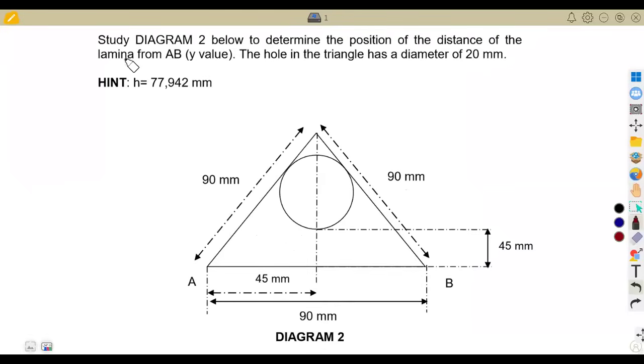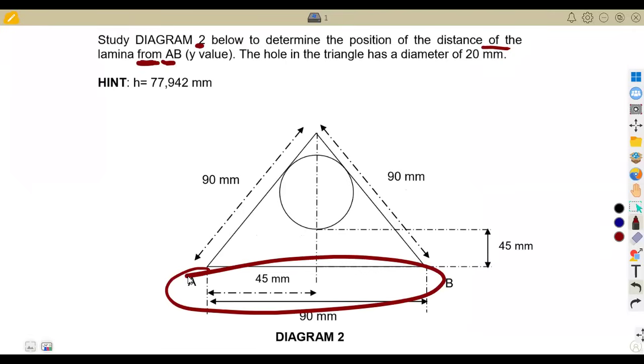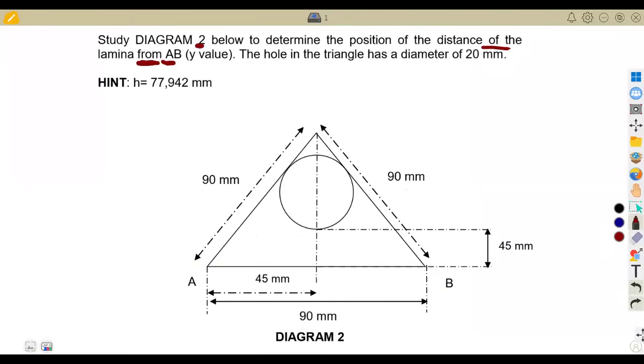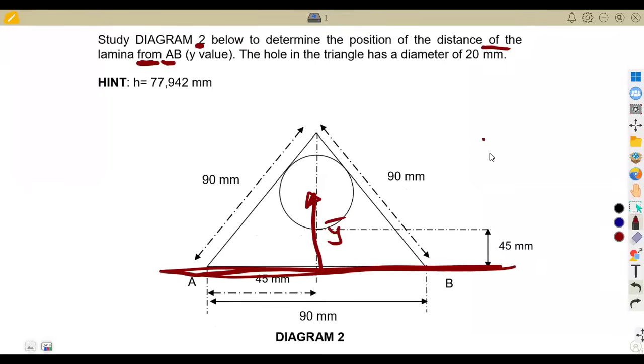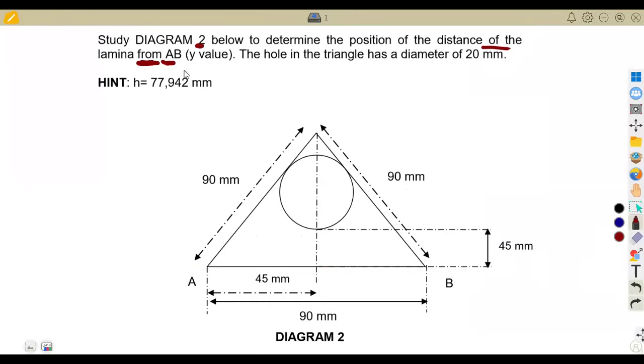All right, we were given diagram 2 below to determine the distance of the lamina from AB. Take note, from AB. Meaning to say we are talking from the x-axis. A, B lies on the x-axis. So which distance are you talking about? It is the y distance. So we are supposed to calculate y there, not x, but we are focusing on the y value.